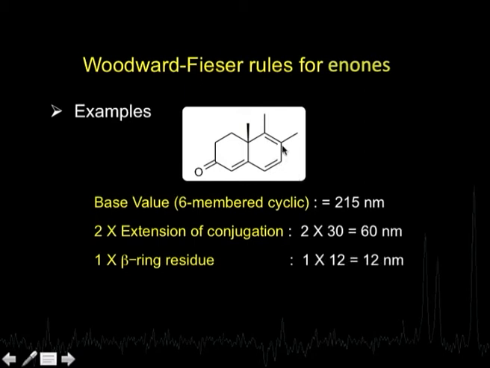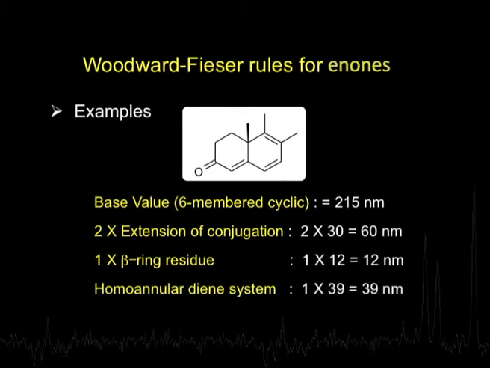Now in this molecule there is one very significant thing. This was the extension of conjugation. These 2 double bonds which have extended the conjugation of the chromophore actually form part of a homoannular system. We know that a homoannular system contributes a significant value to the lambda max position, and that happens to be about 39 nanometers, a large number. So we have the chromophore starting from here and moving till here, and this has also been taken care of.